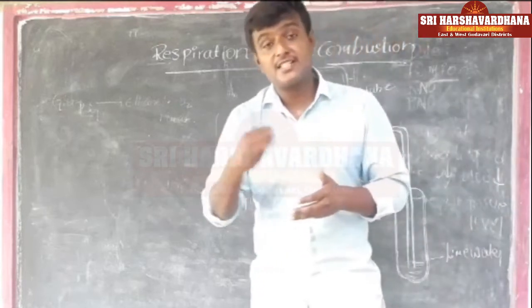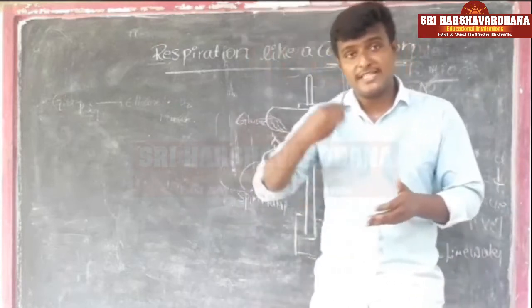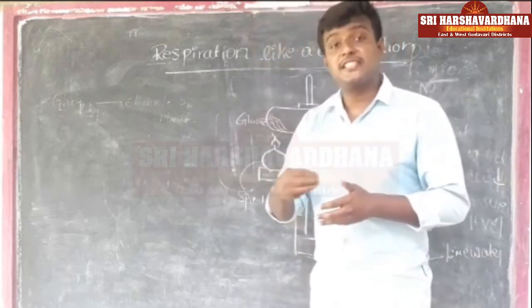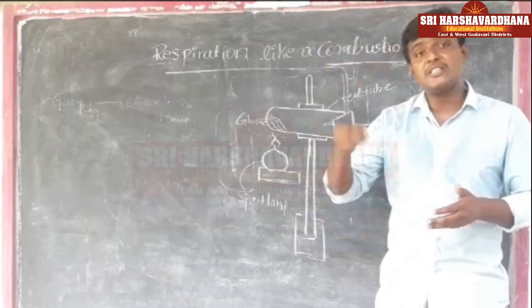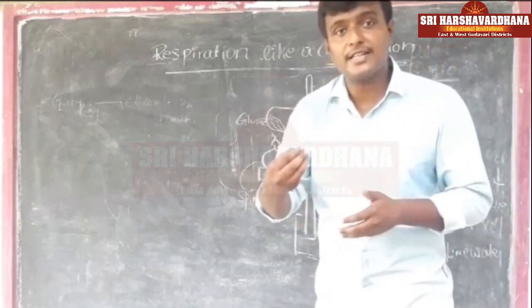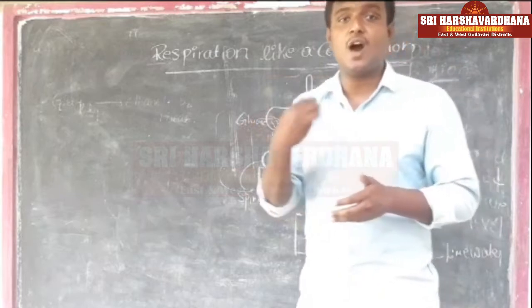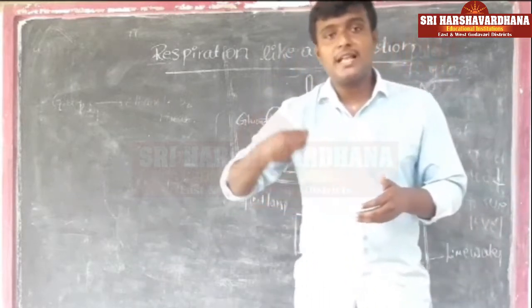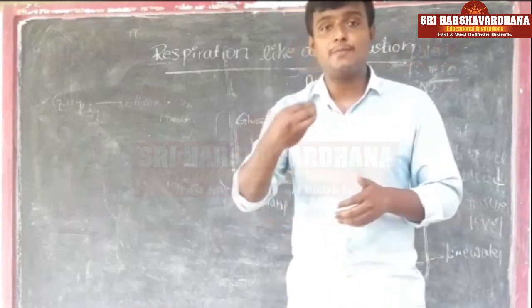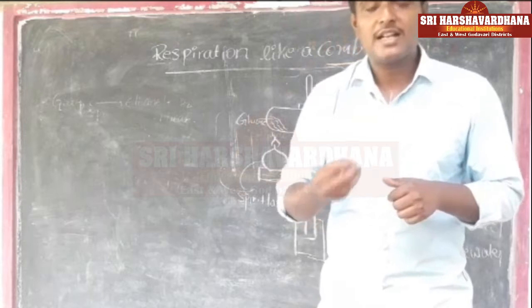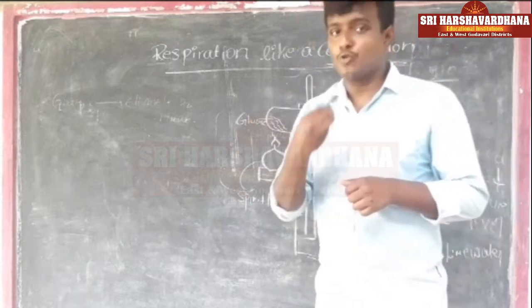After that we discussed the activities. In our previous class we saw how a yeast-contaminated glucose solution liberates carbon dioxide and heat. So we have proved that. In anaerobic respiration, with the help of yeast, the glucose solution can produce carbon dioxide and heat. So we proved that.